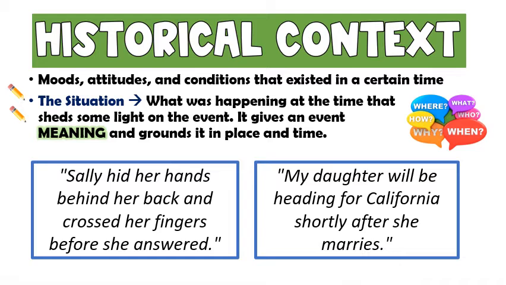For example, the one on the left, you might be thinking about a parent yelling at a kid, or a student in a class trying to answer a question, but it's actually from the Salem witch trials. So hiding hands behind the back, crossing fingers, tell a lie before they answer something. If you're thinking historically on the right side, thinking about westward migration, manifest destiny, those kinds of things, when you're looking at context and big picture things.